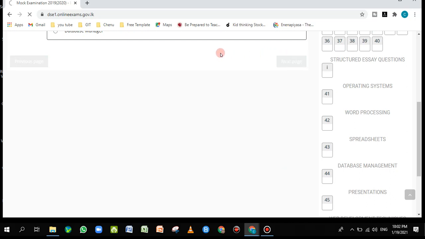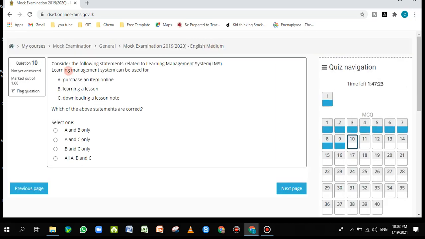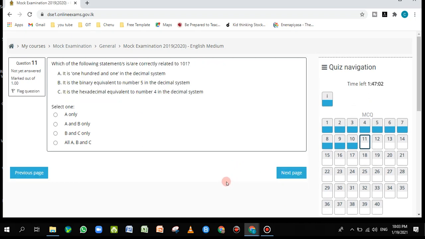Next page. It says consider the following statements related to learning management system. Learning management system can be used for purchase an item online. That is wrong. Learning a lesson. That is correct. Downloading a lesson. That is correct. So B and C only. Then I'm going to the next page. Which of the following statements are correctly related to 101?